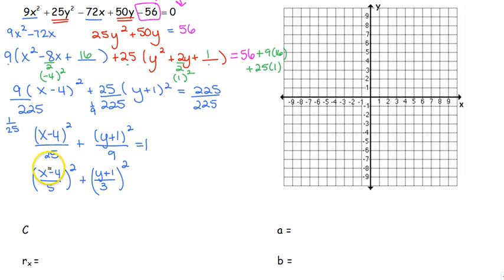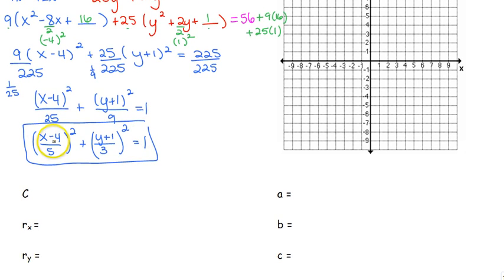Because when I distribute that, that would be x minus 4 quantity squared. 5 squared, 5 squared is 25 on the outside. y plus 1 quantity squared on top. 3 squared would give us 9 on the bottom. So now we have our equation in graphing form.